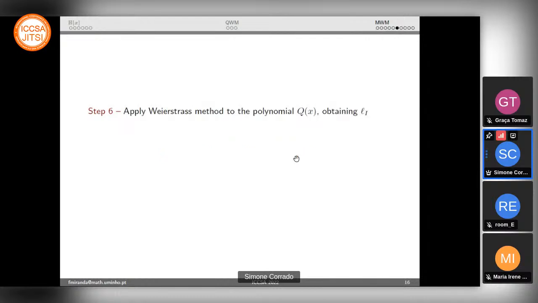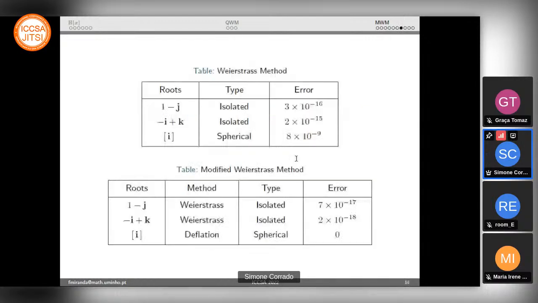And now we will apply the quaternionic Weierstrass method to the polynomial Q, to obtain the list of the isolated zeros. In this case, we obtain the two zeros, 1 minus j and minus i plus k.